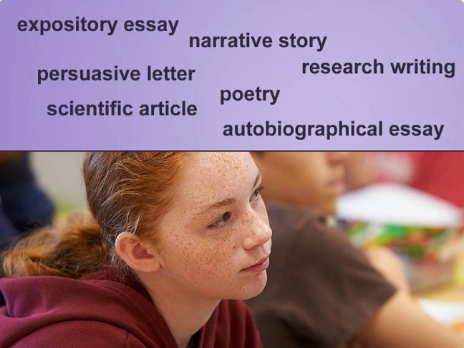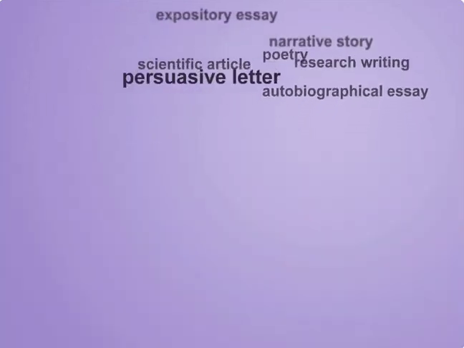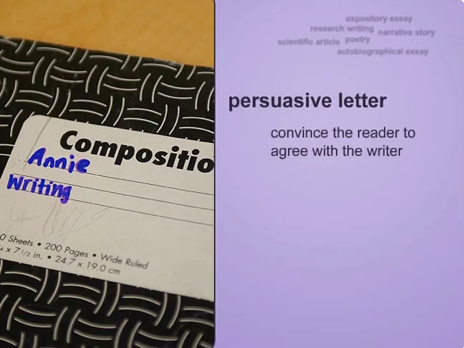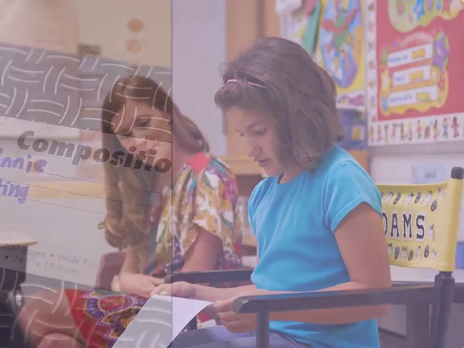In teaching a particular genre, teachers should emphasize the purpose of that genre and how its features are related to the purpose of the writing task. For example, the purpose of a persuasive letter is to convince the reader to agree with the writer. To achieve this purpose, students should think of compelling reasons to convince readers who might not agree with them. They need to state those reasons clearly and support them with evidence.